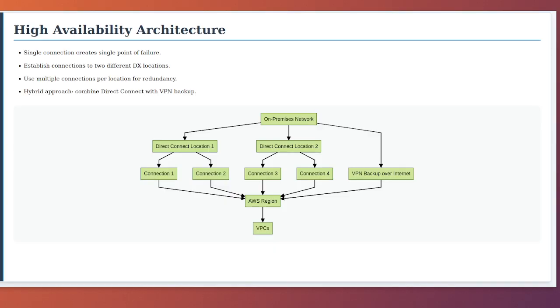Each Direct Connect location should have at least one connection, and for maximum redundancy, you can have two connections per location for a total of 4 connections.